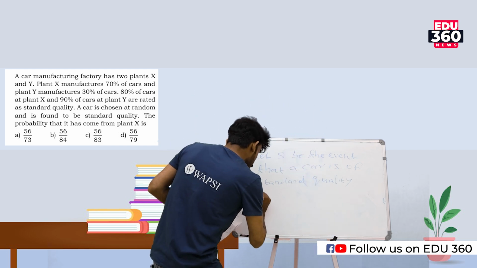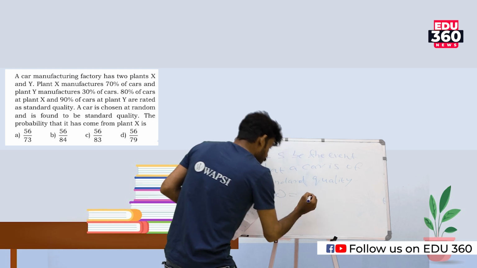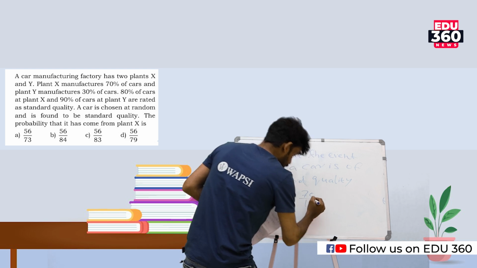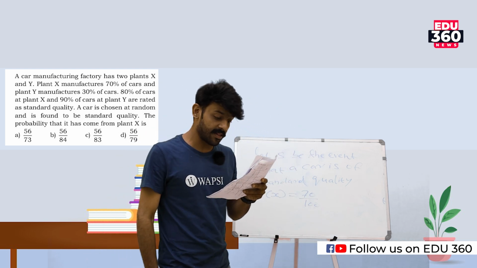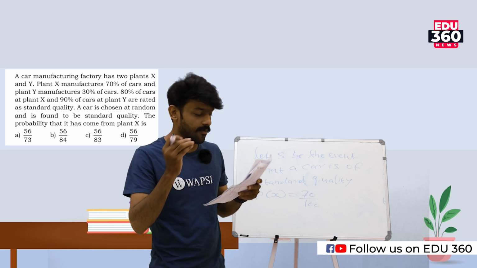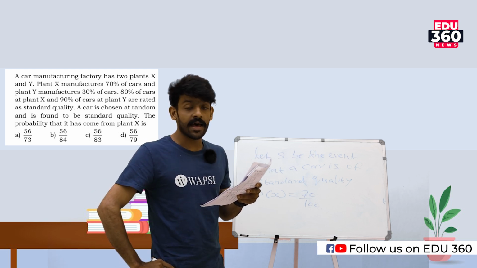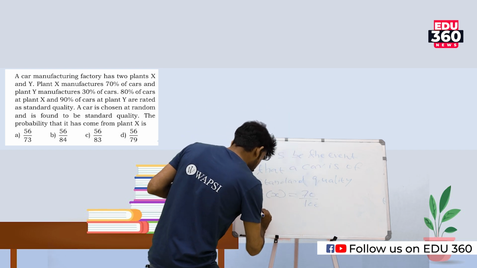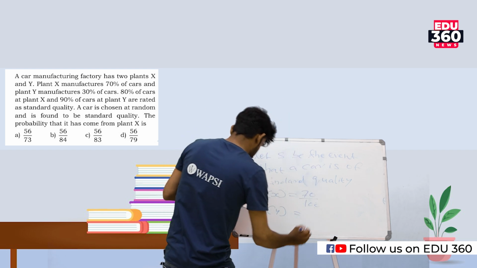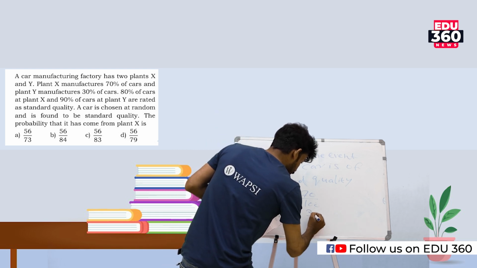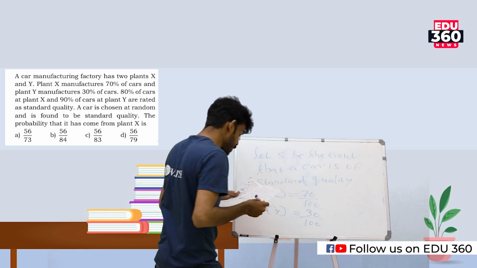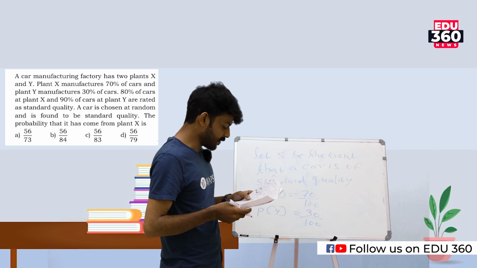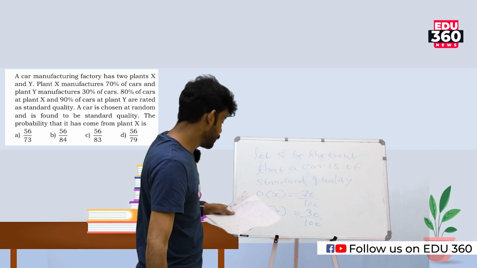So that is P of X equal to 17 by 100. We already noted that X is the event that a car is from plant X. So P of X is equal to 17 by 100, and P of Y is equal to 30 by 100.